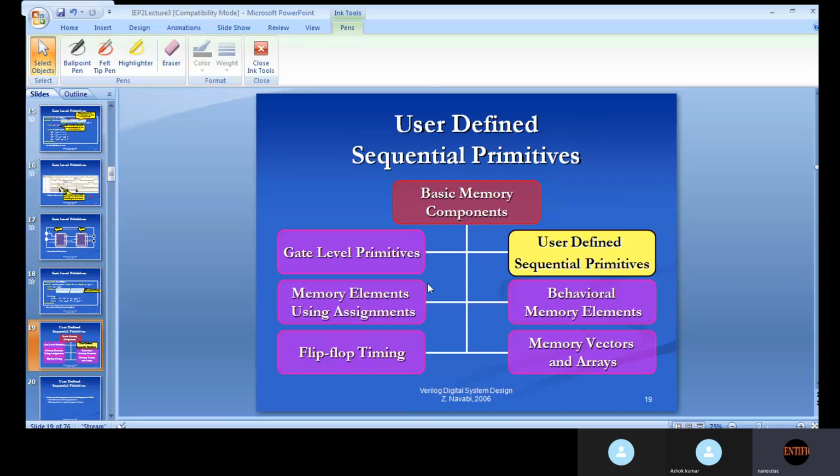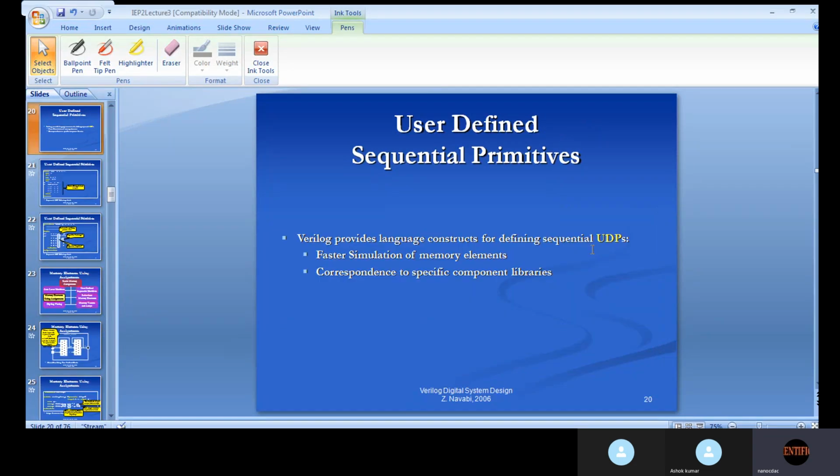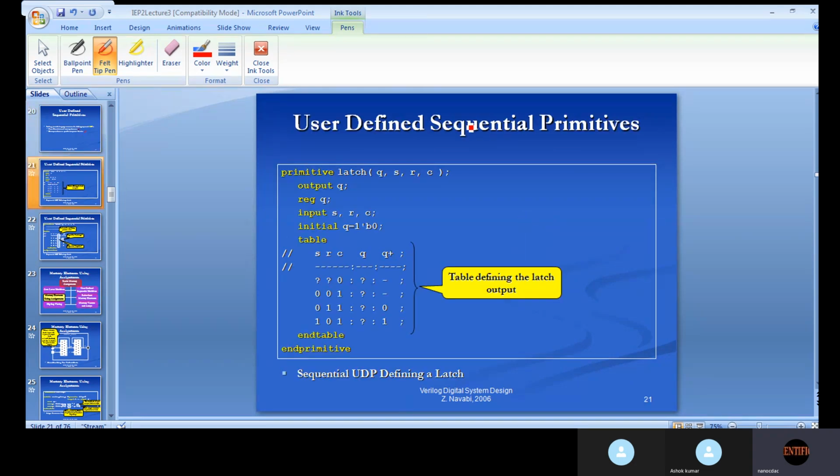Next one is user defined sequential primitives. So what are these user defined sequential primitives? Actually this is our topic, UDP. We have language constructs for defining sequential UDPs in Verilog. Sequential UDPs are used for faster simulation of memory elements, and they correspond to specific component libraries. So these are user defined sequential primitives.